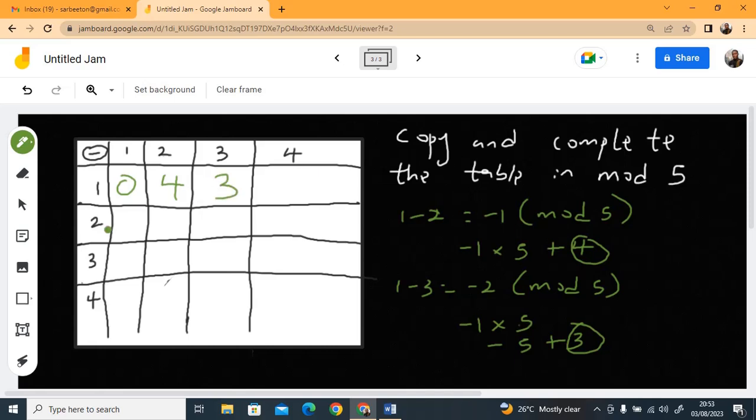The next one, you have 2, and you have 1 minus 4. And you know that 1 minus 4 is what? Minus 3. So you know it's mod 5. So I'm going to say minus 1 times 5. That is minus 5. So what are you going to add to minus 5 that will give us minus 3? If I add plus 2 to it, it will give me back minus 3. So this is the answer I'm going to write. This 2. So 2 is going to be here.